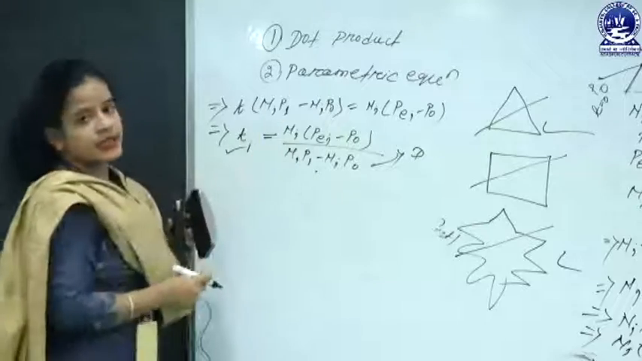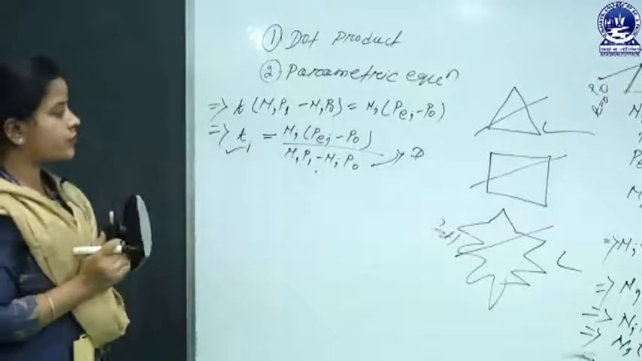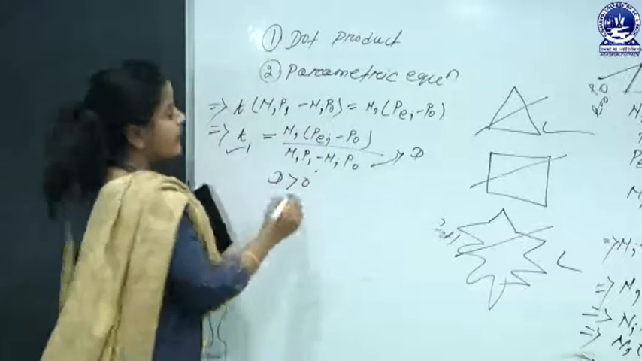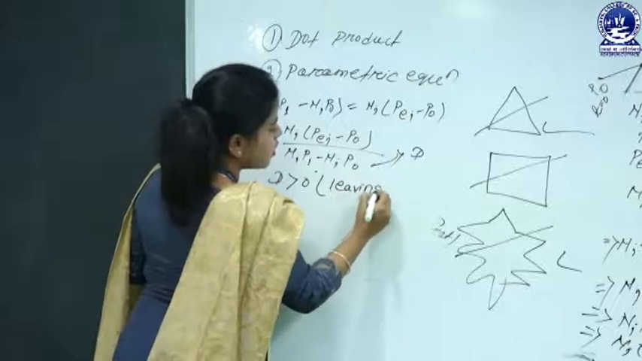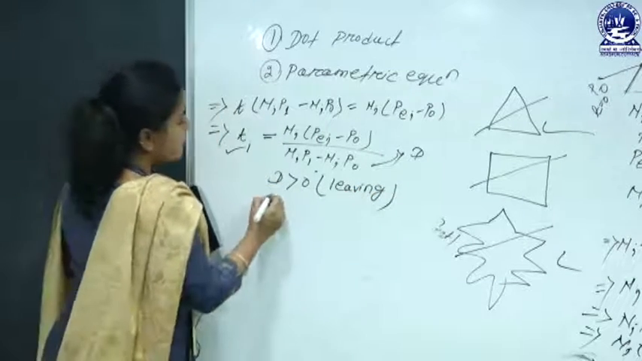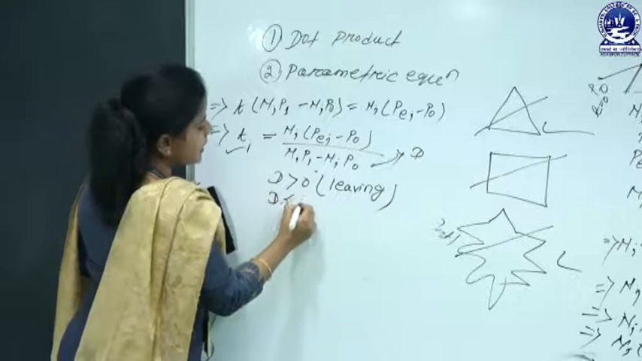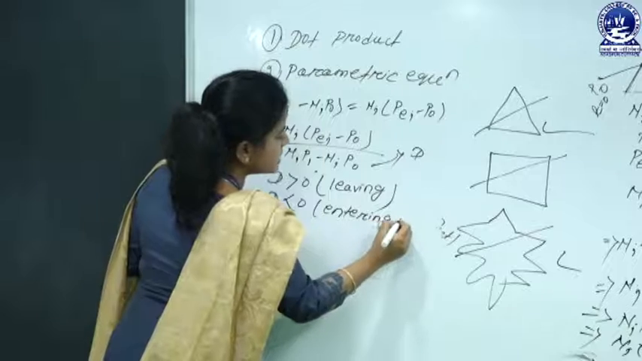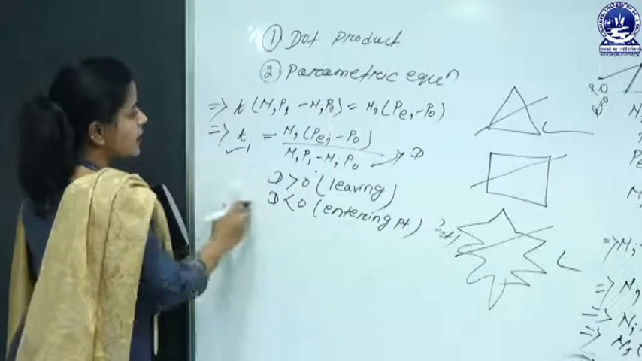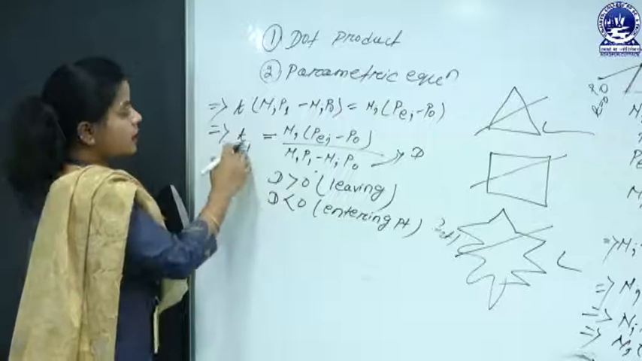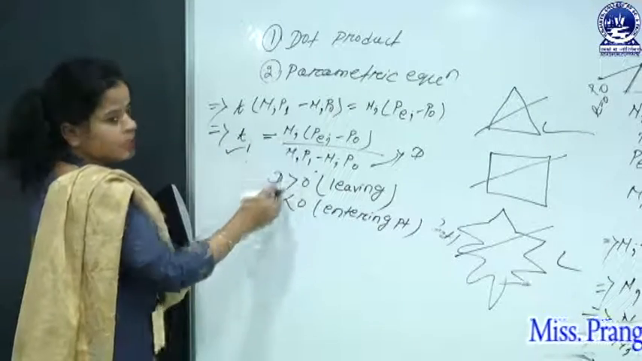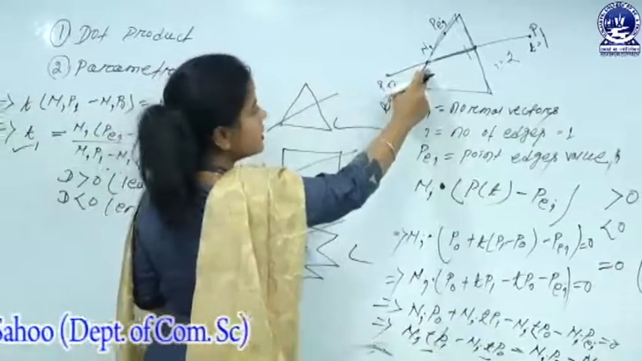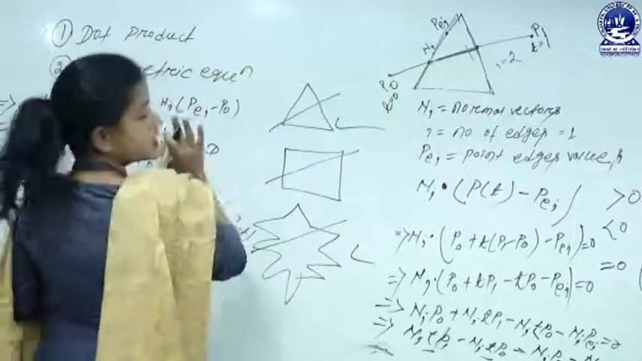The Cyrus-Beck line algorithm provides one method. If the denominator value is greater than 0, the point is leaving the given object. But if the denominator is less than 0, then it is an entering point. Similarly, we calculate all the intermediate points using this method. Taking the first edge, the resultant T1 equals this given formula.